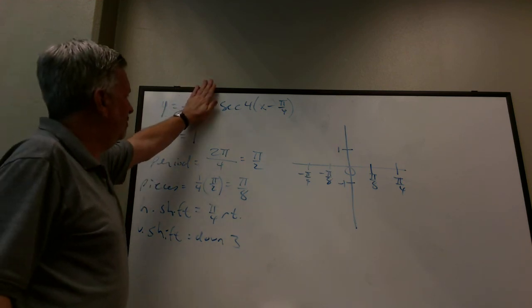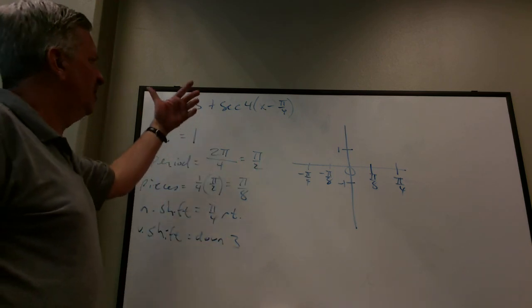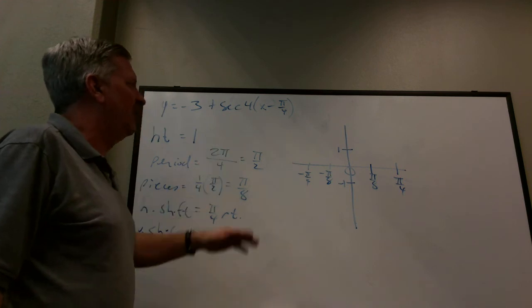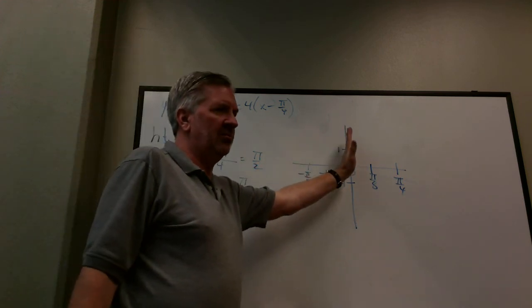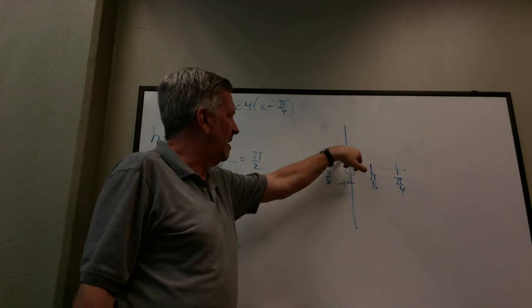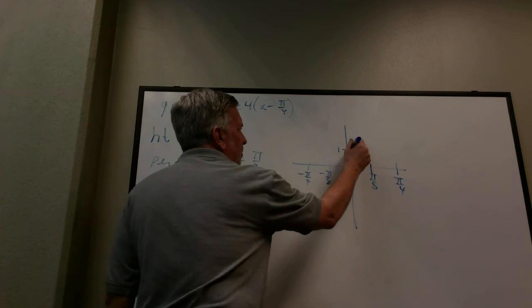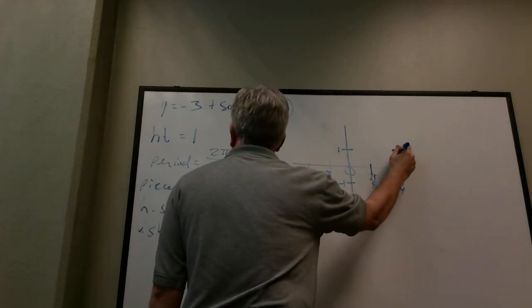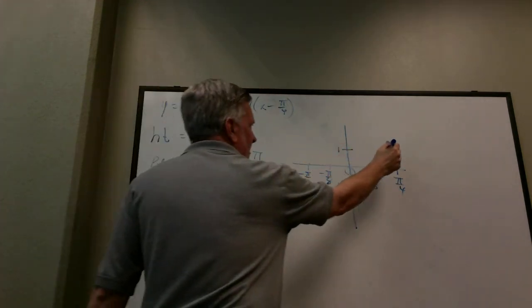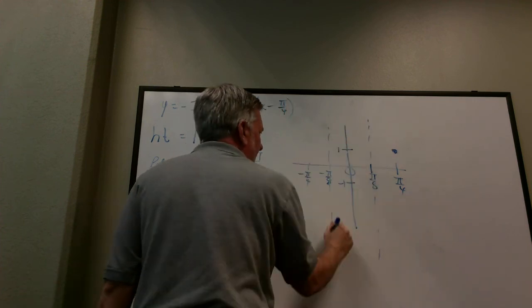I'm not doing the vertical shift. So what do you do at this point? Once you get your scaling done, you ask yourself, what does the original secant graph do on the y-axis? The original secant graph, you have a cup that straddles at 0, 1. But this got shifted to the right pi over 4, so this point goes over here. And we didn't reflect, so it stays there. So there's point, asymptote, point, asymptote, point.